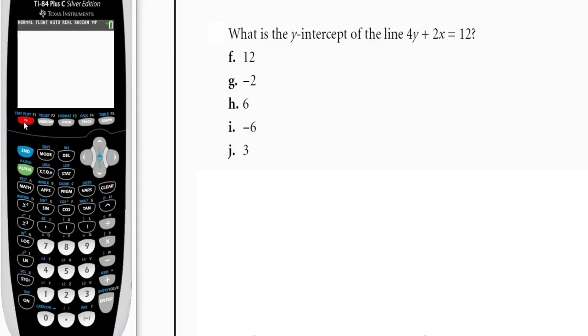Make use of this y equals button. Now there are two ways you can do this. You can choose to break down the 4, or you can choose to solve it using 4 as the LCM. Either way will be correct. So let's solve it with 4 as the LCM.